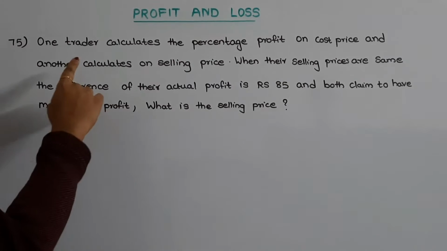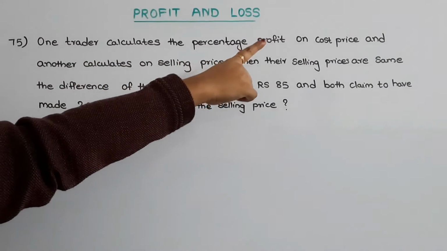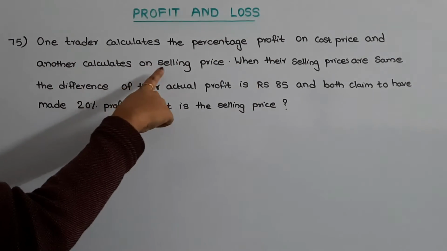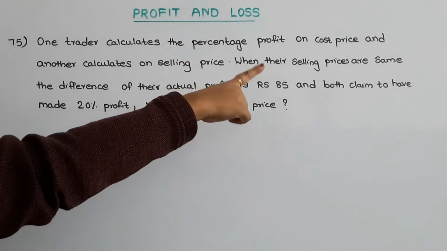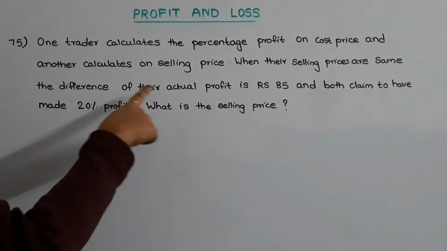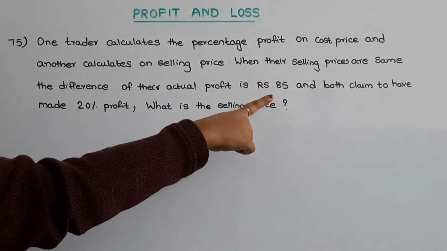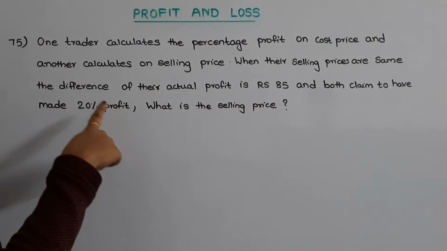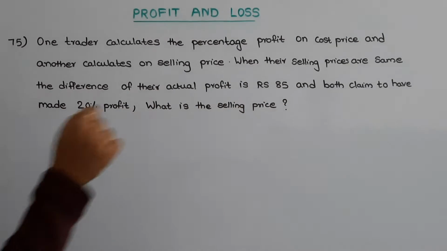75th question is, one trader calculates the percentage profit on cost price and another calculates on selling price. When their selling prices are same, the difference of their actual profit is rupees 85 and both claim to have made 20% profit. What is the selling price?